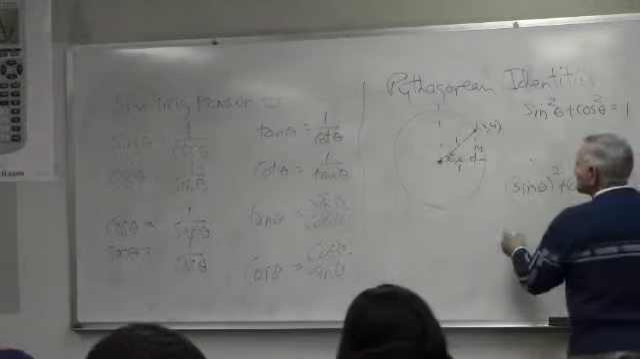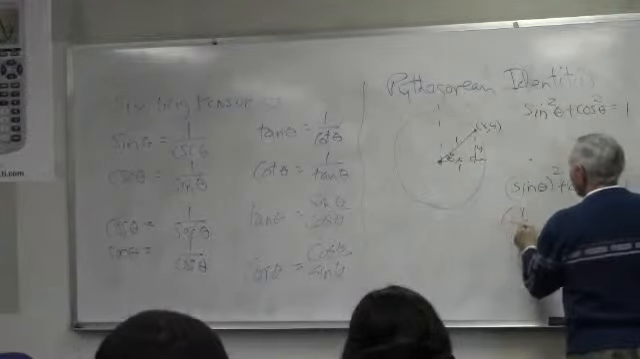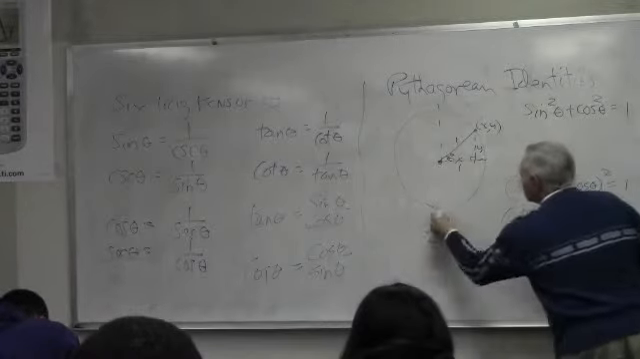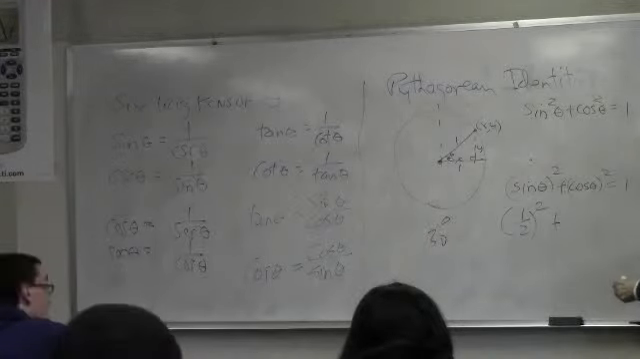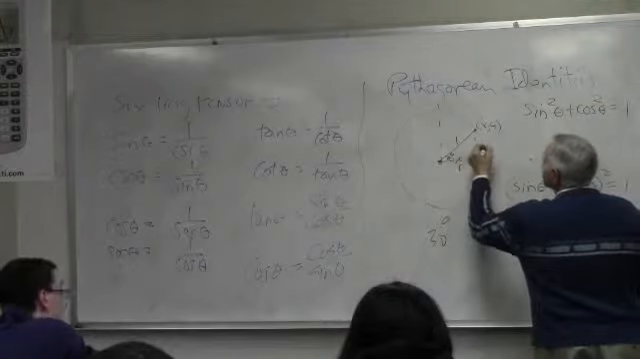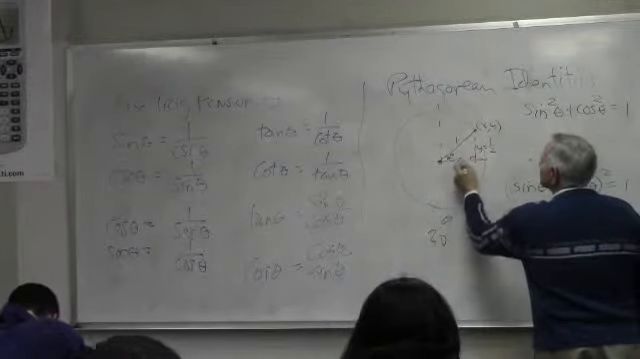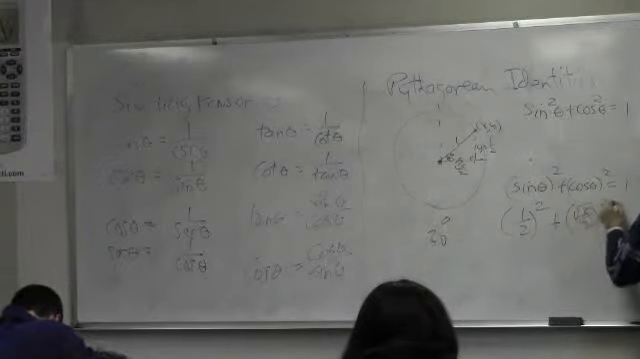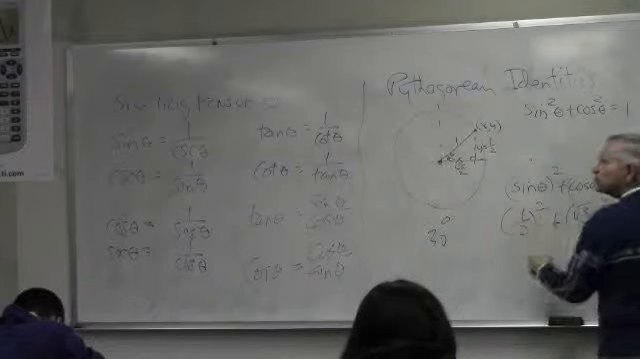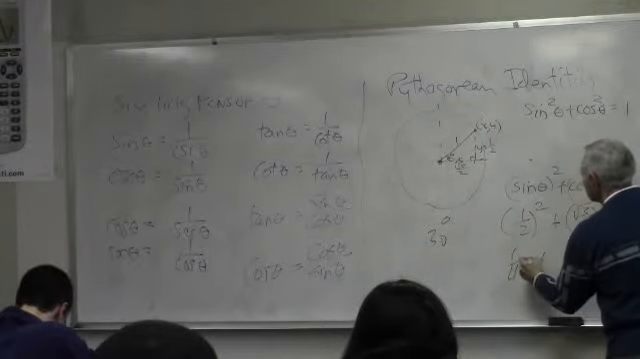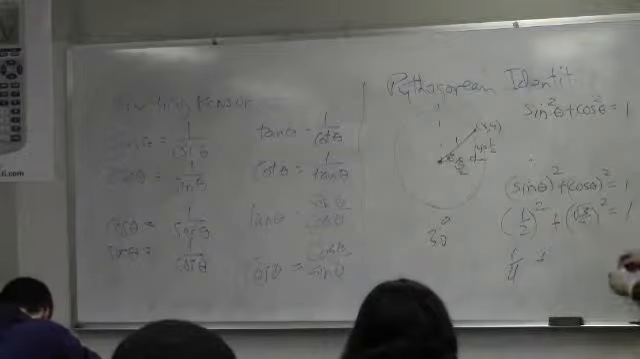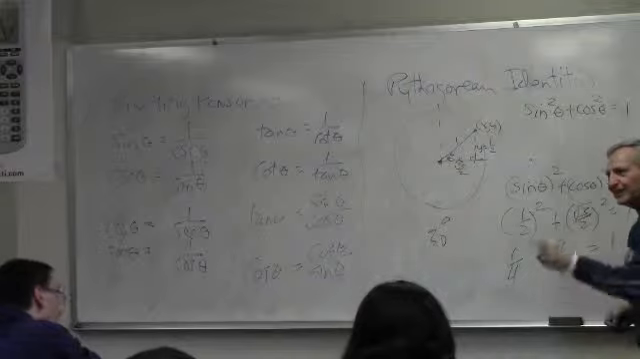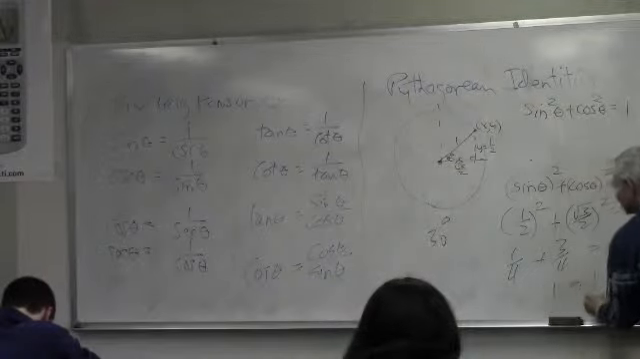Okay? Now, the sine of 30 degrees is 1/2, squared, right? Plus the cosine of 30 degrees, which is the square root of 3 over 2. Remember, this was 1 half, and this was the square root of 3 over 2, right? So all of it equals 1. Now, 1 half squared is 1 quarter. The square root of 3 over 2 squared is 3 quarters. And 1 quarter plus 3 quarters, the light bulb just went on, right? Wow. 1 equals 1, right?